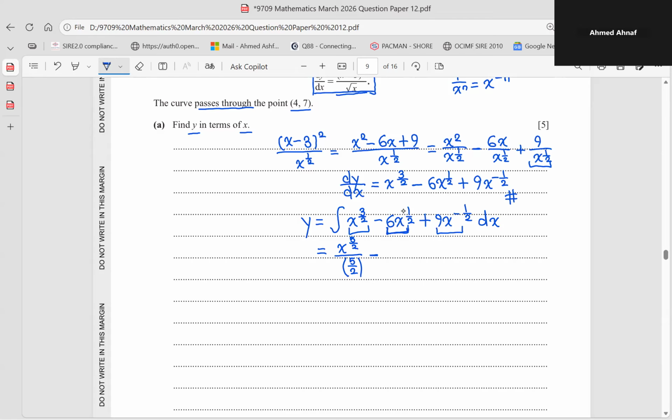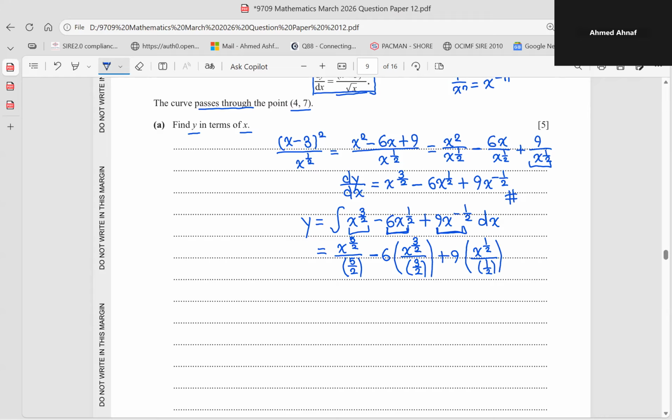So any constants that are not in terms of x, like 6, you can leave them alone and just integrate x to the power of half. So integrating that, you would get half plus 1, that is 3 over 2, and you divide by 3 over 2. Plus, this is also the same. Keep the 9 and just integrate x to the power of negative half. So integrating that, you'll get x to the power of half divided by half.